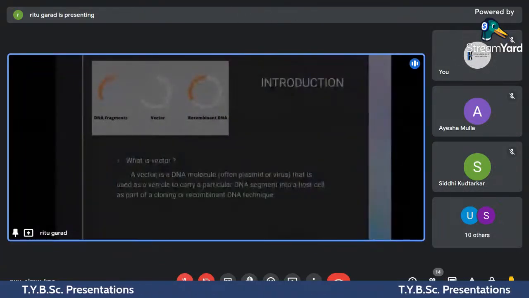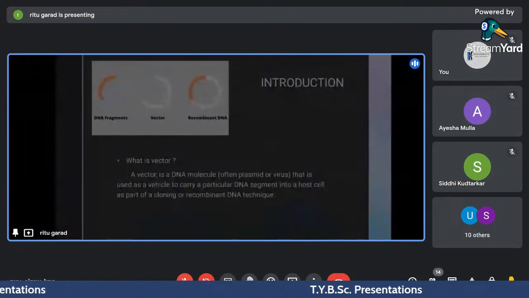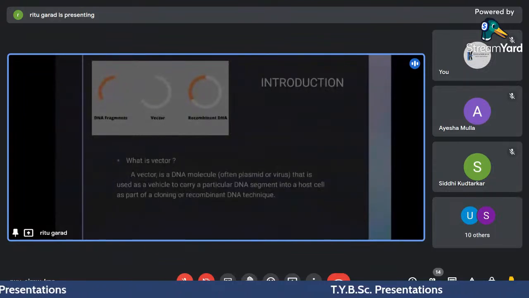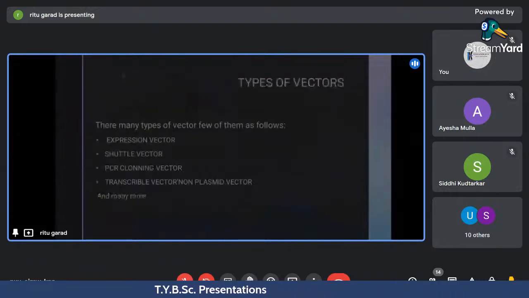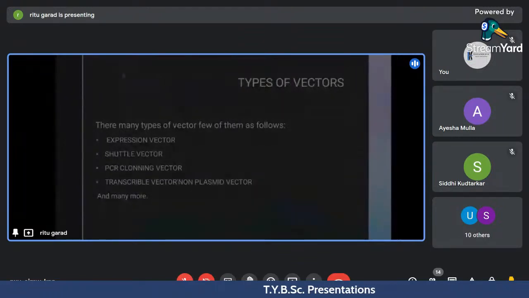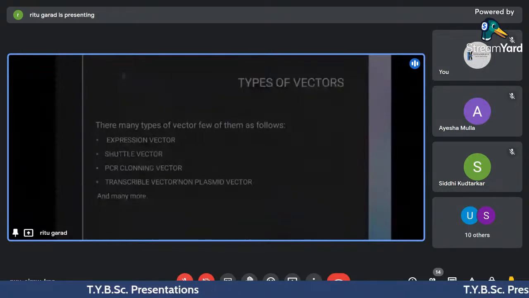So, first we will see what is a vector. A vector is a DNA molecule, often a plasmid or a virus, that is used as a vehicle to carry a particular DNA fragment into a host cell as a part of cloning or a recombinant DNA technique. There are many types of vectors, such as expression vector, shuttle vector, PCR cloning vector, transcribable vector, non-plasmid vector, and many more. But as my topic is shuttle vector, we will get into it.